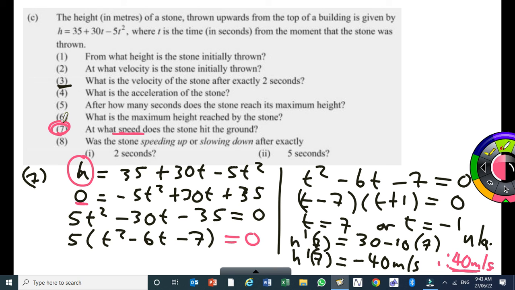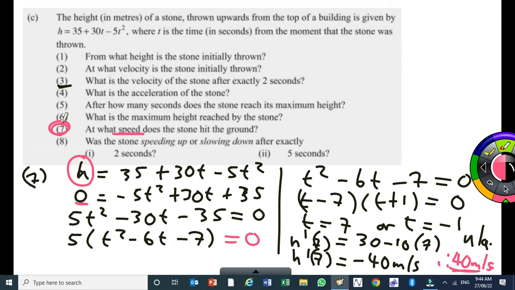So we substitute h equal to 0 because at ground level the height is 0. Then we solve the quadratic equation. We've got two values of t. We reject the negative one because time is never negative. We take the positive, then we substitute the positive value of t into the velocity function. Then we will be able to get our velocity, which is negative, but speed is never negative. Therefore, the answer will be 40 meters per second.